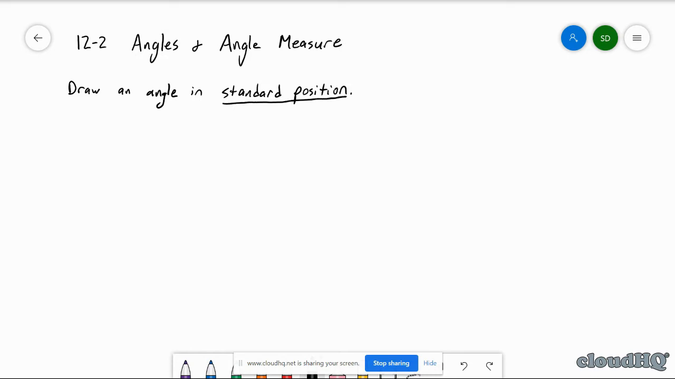I guess I should say draw the angle in standard position, not an angle. Might make more sense.